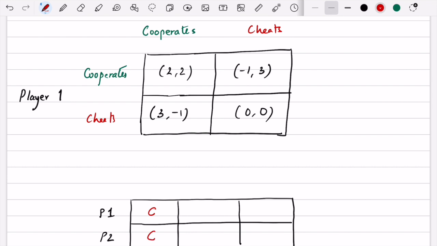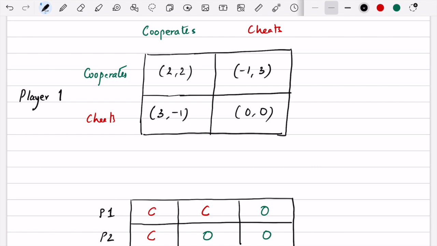I'm going to use C to denote cheat and a green O to denote cooperate. Now, in the second round, say player 1 continues to cheat, but player 2 decides to cooperate. And in the third round, player 1 decides to cooperate as well, and player 2 cooperates. Maybe this is because player 1 saw that player 2 cooperated and now is motivated to cooperate as well.